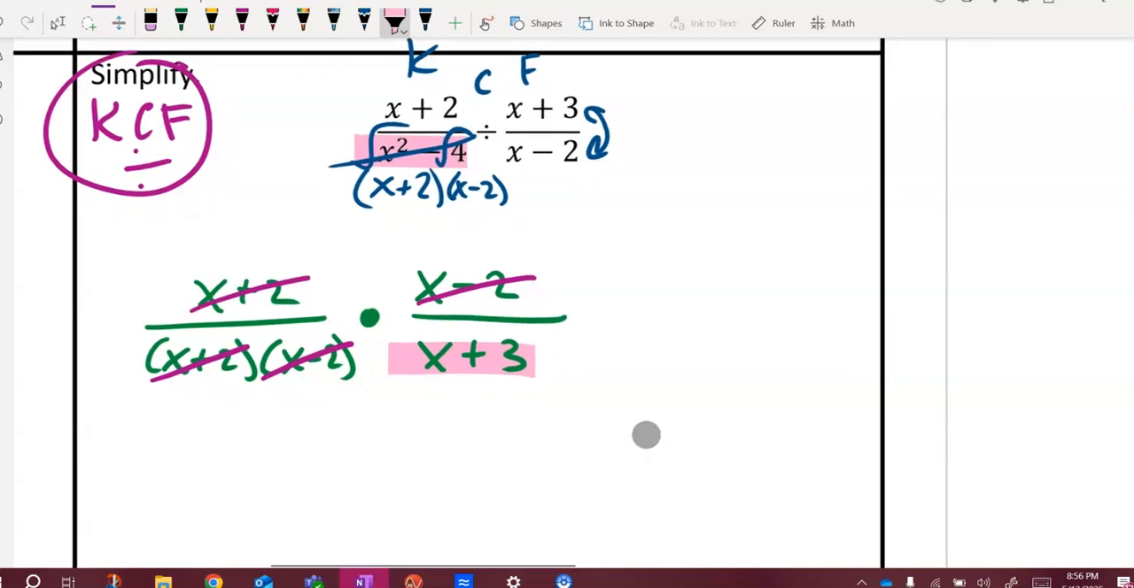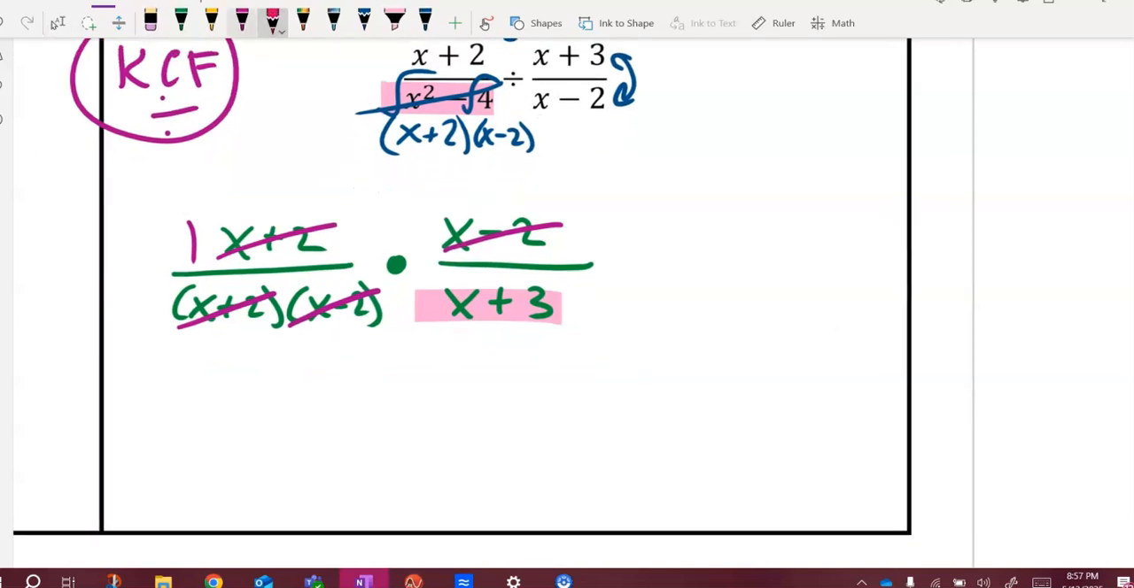So that doesn't mean our answer is x plus 3. No, no, no. Our answer is 1 over x plus 3. Similar to how all whole numbers are over 1, all denominators are under 1. So even when there's nothing left and all you have left is a denominator, it is still a denominator. It's still in the bottom. And so that 1 stays on top. So our answer here is 1 over x plus 3.